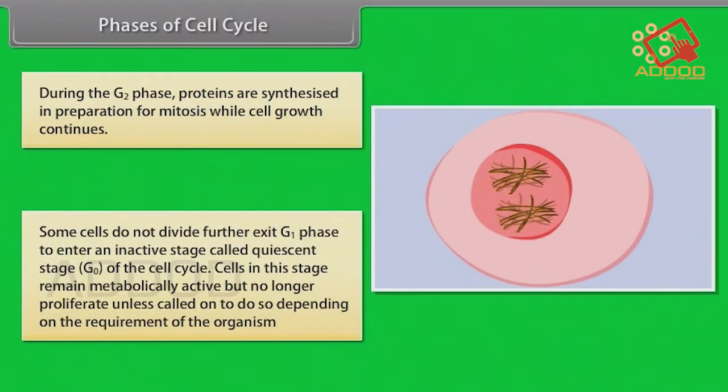Some cells do not divide further, exit G1 phase to enter an inactive stage called quiescent stage, G0, of the cell cycle. Cells in this stage remain metabolically active but no longer proliferate unless called on to do so depending on the requirement of the organism.